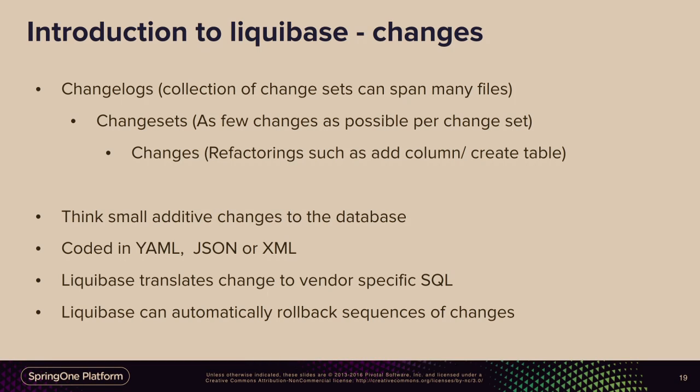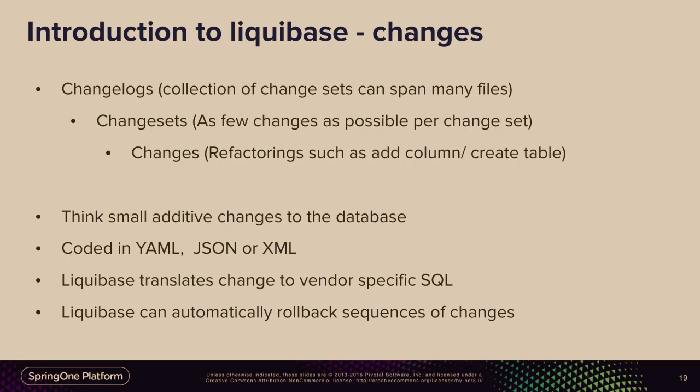As you're building your changes to the database, it's good to think in small additive changes. So, just add the column and then just add the index. Don't add the column and the index together because, if one fails and the other one doesn't, it makes your life a lot simpler to have small additive changes. It has a markup language which you can code in YAML, JSON, or XML, and it will take that markup language, detect which database you've connected to, and it will create the SQL for you.